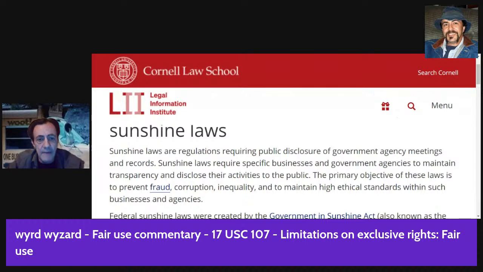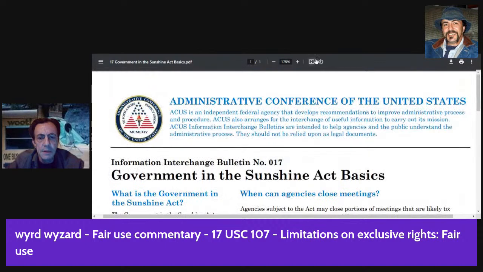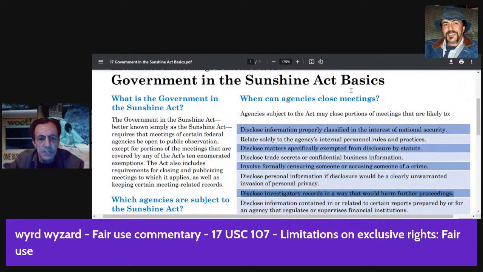Disclose investigatory records in a way that would harm further proceedings. You can continue on with your proceedings with your members. I am not trying to stop that. I am not here to destroy your law. Again, I'm here to uphold the law. And again, my apologies. I am no good at this. But Administrative Conference of the United States is what I'm reading from. Government in the Sunshine Act Basics.